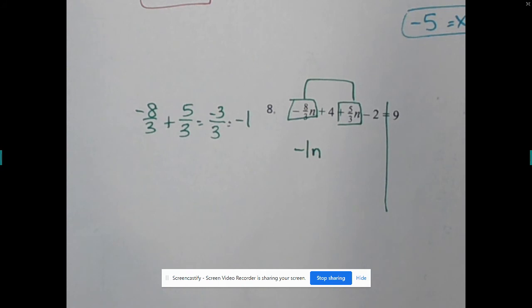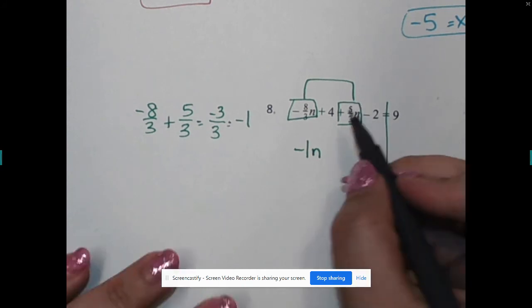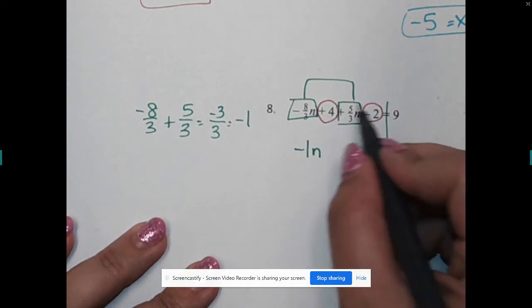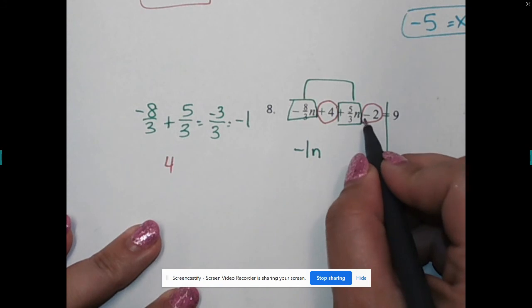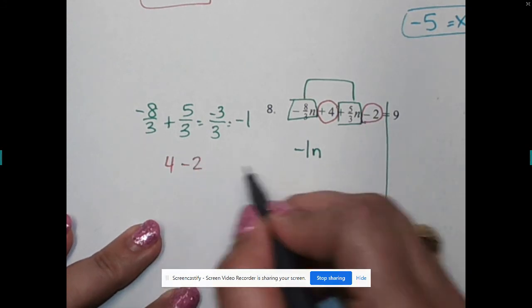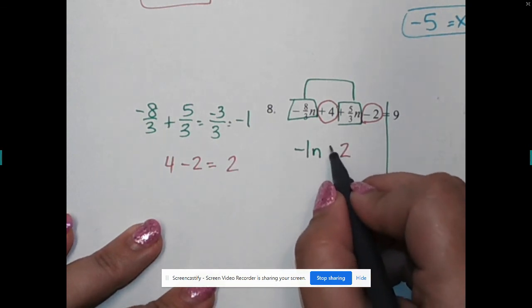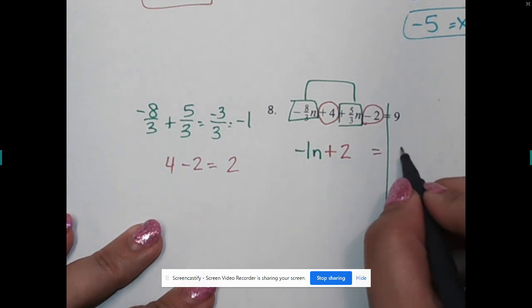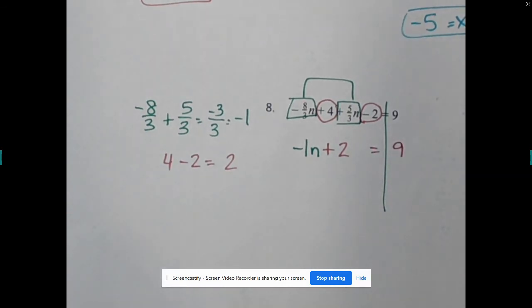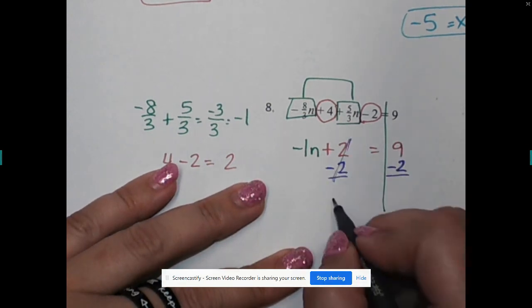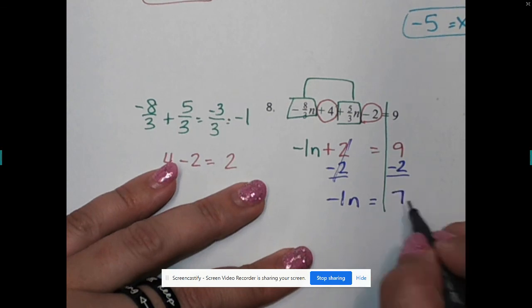Is there anything else I can combine? Yes. Plus 2. I have 4 minus 2, which equals what? Positive 2. So what do I put in here? Plus. And that equals 9. All right, what can I do? Okay, minus 2. Minus 2. That cancels out. I'm left with negative 1n equals 7.